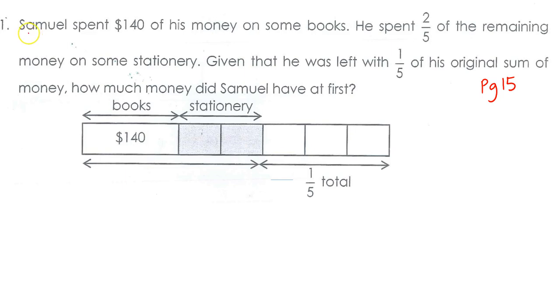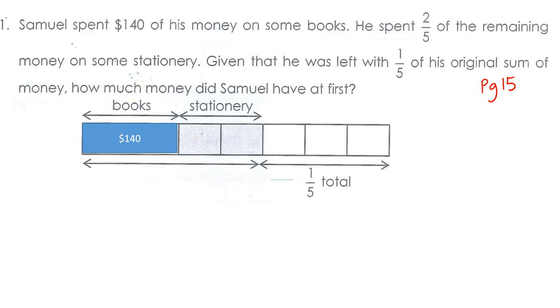It says here, Samuel spent $140 of his money on some books. Now this $140, we do not know how many units that is. So what I'm going to do is just draw an imaginary box. Big or small, doesn't matter. It's just $140 and I'm going to label it books.